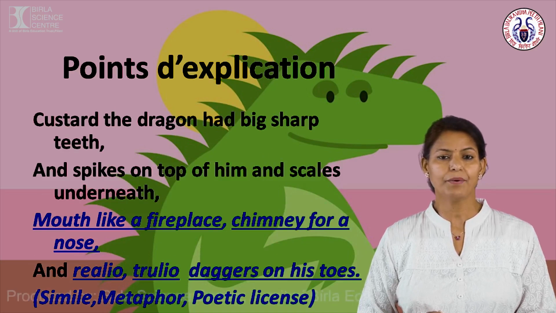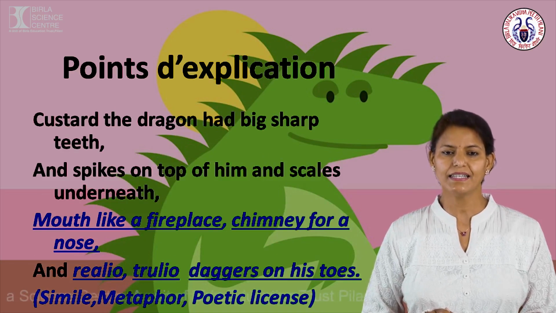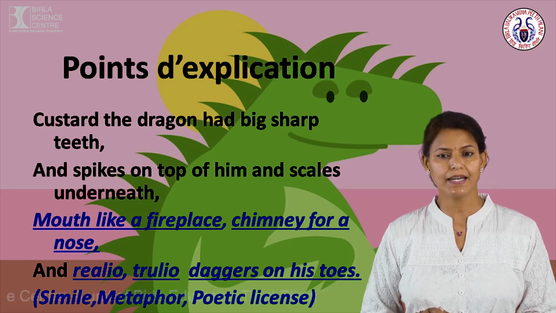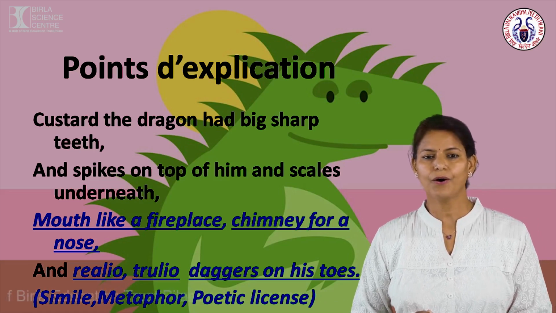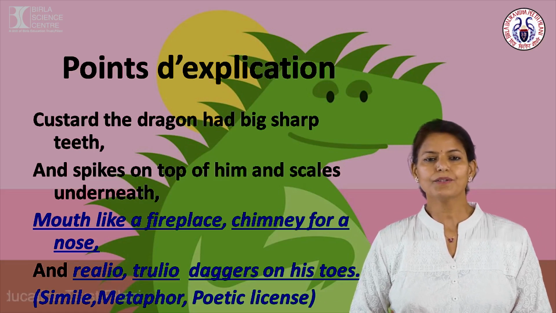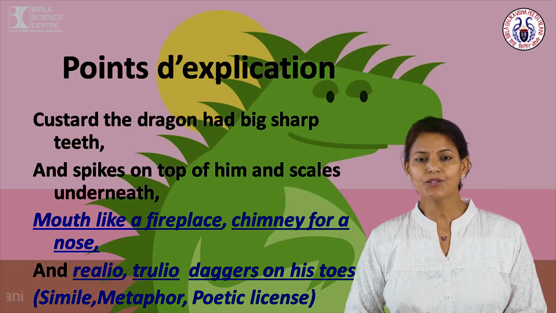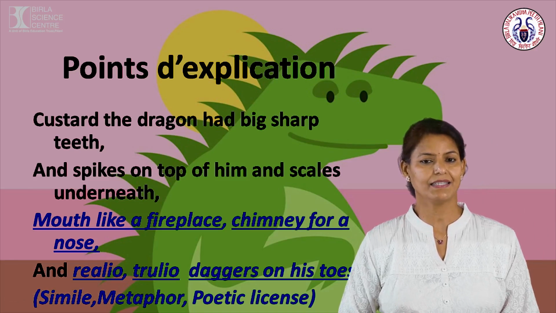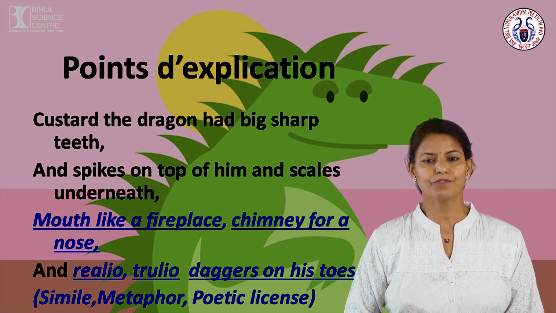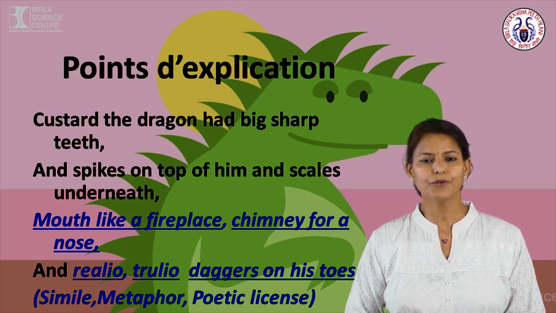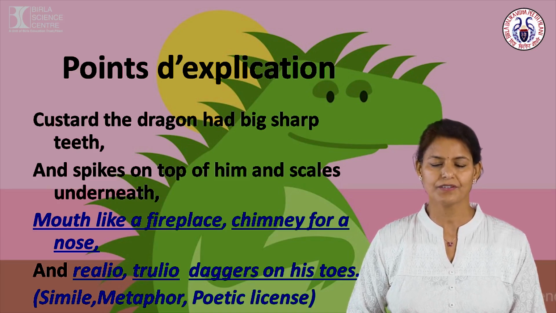Custard the dragon had big sharp teeth and spikes on top of him and scales underneath, mouth like a fireplace, chimney for a nose, and really truly daggers on his toes. So the dragon Custard is a ferocious one. It has spikes on top of him and scales underneath. However, mouth like a fireplace is the use of a simile, and chimney for a nose, daggers on his toes are metaphoric expressions.